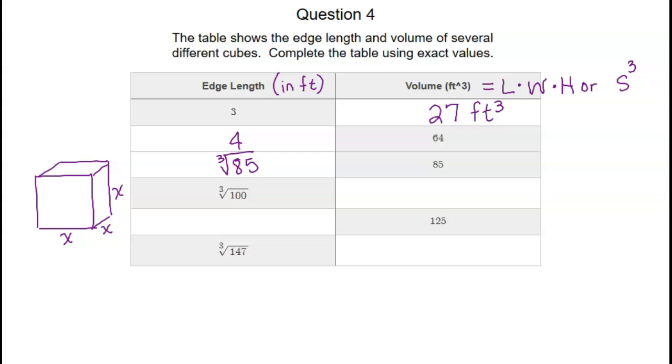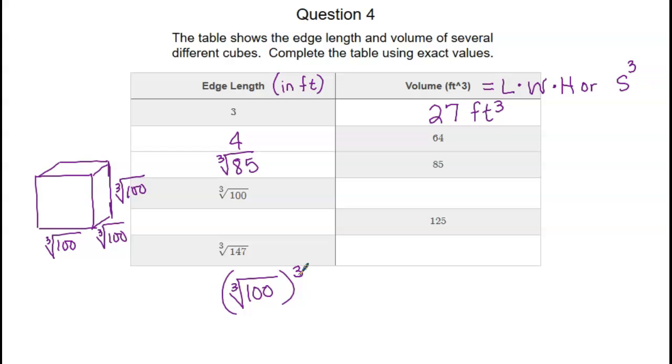All right, so on the next one, we have the cube root of 100 is equal to each one of these sides here, and we need to figure out what the volume is. So if we take each one of these sides out and we replace it with the cube root of 100, then when we multiply these 3 together, that should give us our volume. So we're taking the cube root of 100 to the 3rd power.